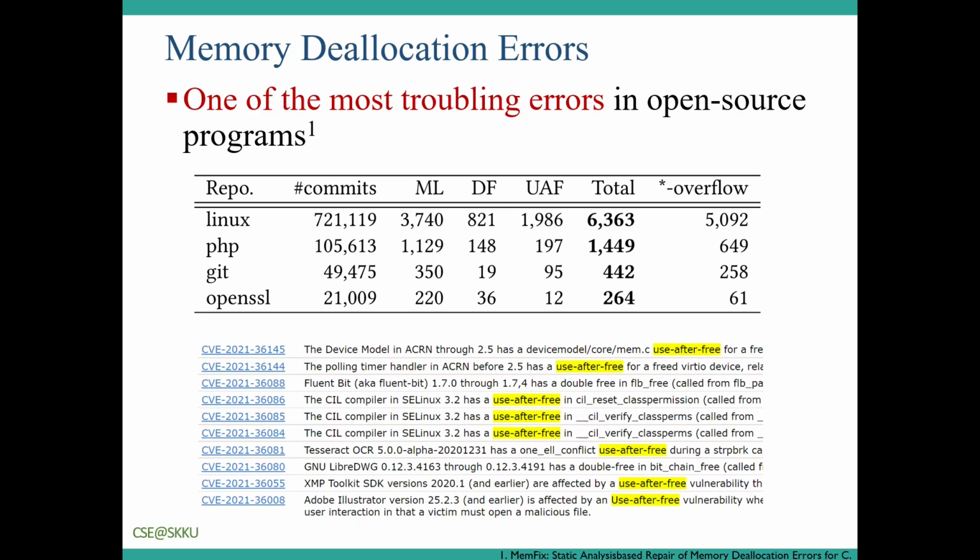For example, the Linux kernel alone has around 6,000 memory deallocation errors, more than the combined number of buffer and integer overflows. And each of these bugs must be carefully fixed because if left unresolved, they can lead to serious security vulnerabilities. And these CVE numbers listed here represent only a partial set of real-world vulnerabilities that were caused by use after free bugs.